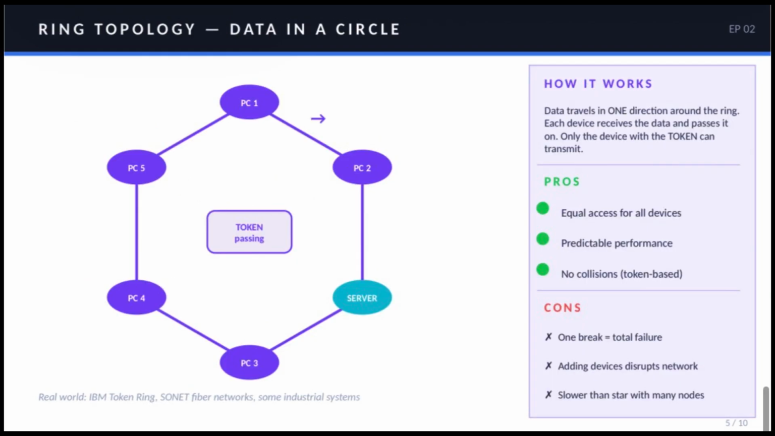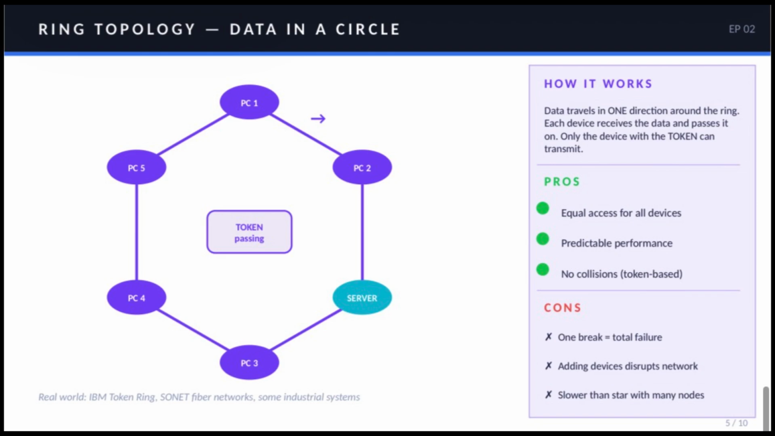Every device receives the data, reads it, and passes it on to the next device. Only the device holding what is called a token is allowed to transmit. IBM invented this with token ring in the 1980s. The benefit: equal access, no collision, predictable performance. The weakness: one break in the ring and the data cannot complete the circuit.